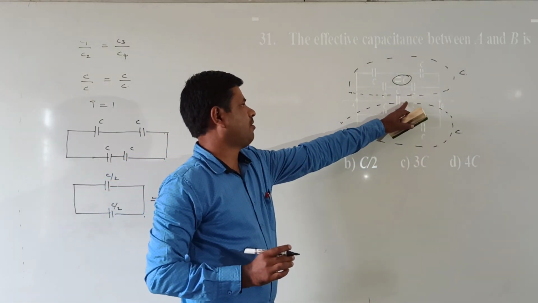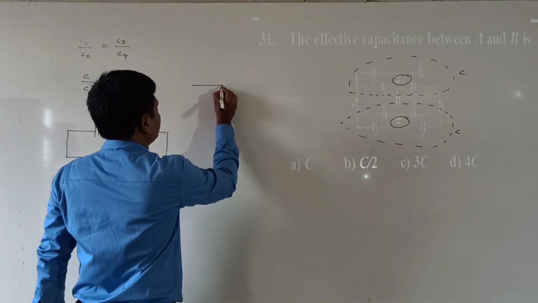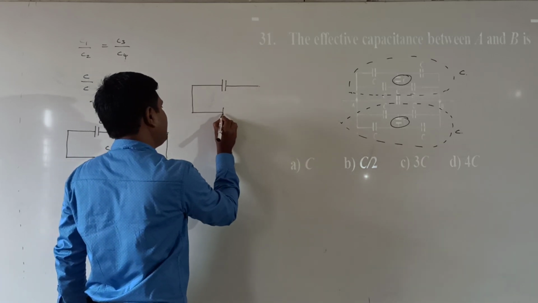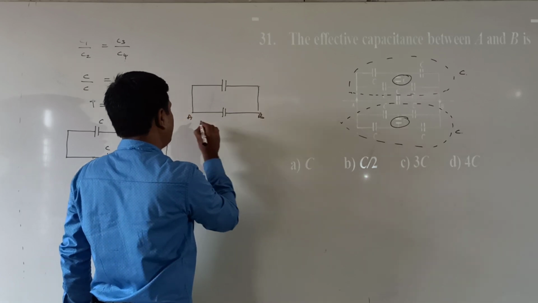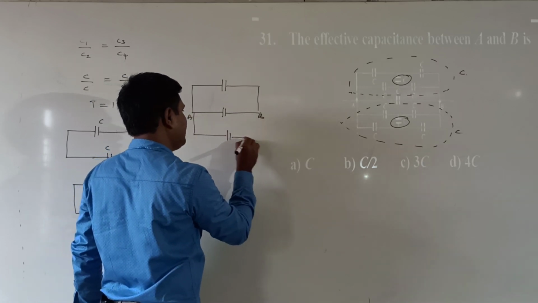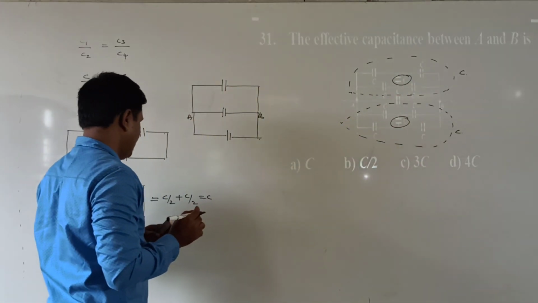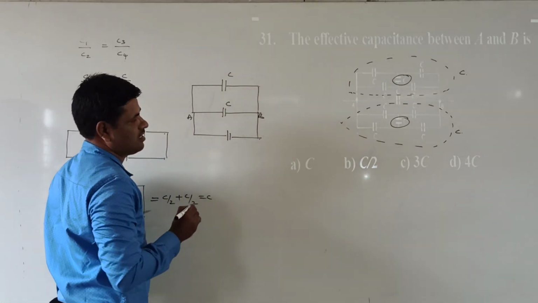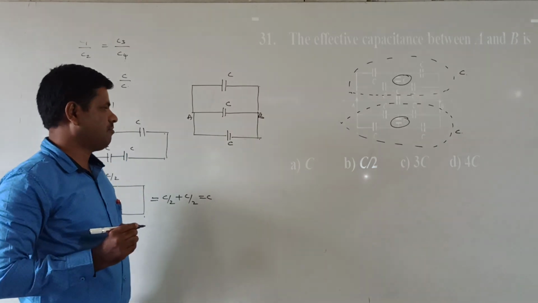Remaining here, one middle capacitor is there in between A and B. We can redraw that diagram here. In between A and B, one capacitor is already there. The above part is a Wheatstone bridge, the below part is a Wheatstone bridge. That resultant value we are getting as C, the middle part value is C, and the next one here also C. Here in between A and B we have to find the capacitance.